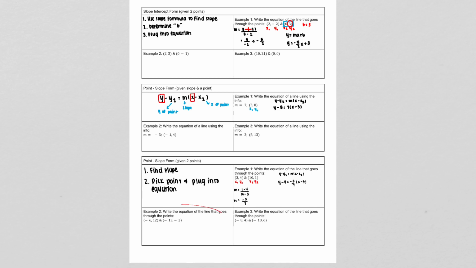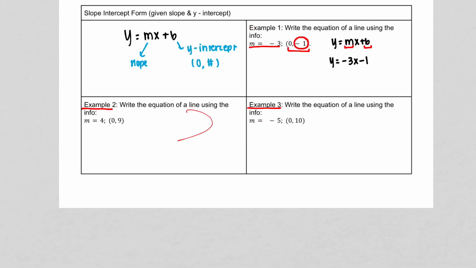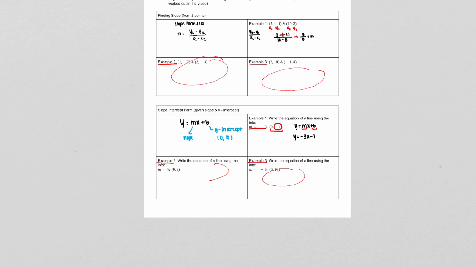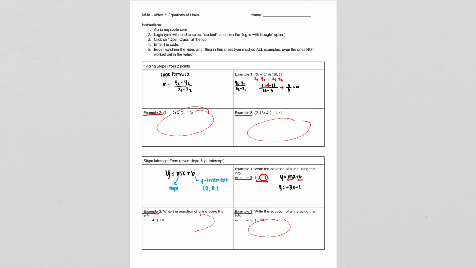So there are 1, 2, 3, 4, 5, 6, 7, 8, 9, 10 problems on this video for you to do on your own. In order to get the full credit, you have to have both videos done with all examples completed correctly.